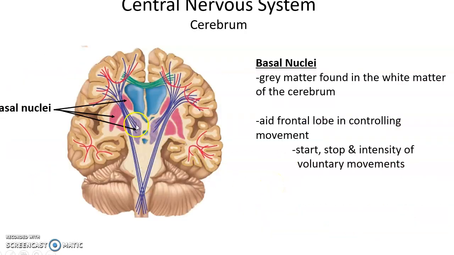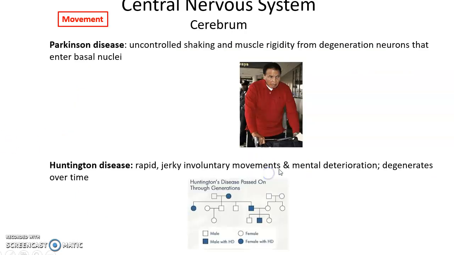All right, there is some additional gray matter within the cerebrum. These are deeper in the whiter tissue. These are referred to collectively as the basal nuclei. Basal nuclei are important for movement and controlling movement, so they help the frontal lobe in controlling movement. They're especially important in the starts and stops of movement and the intensity, how powerful the voluntary movement is. So the basal nuclei, very important.